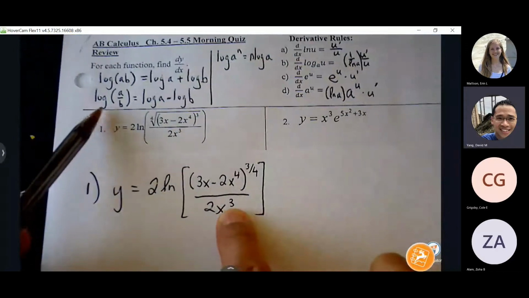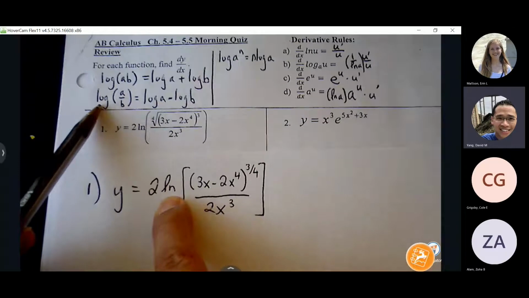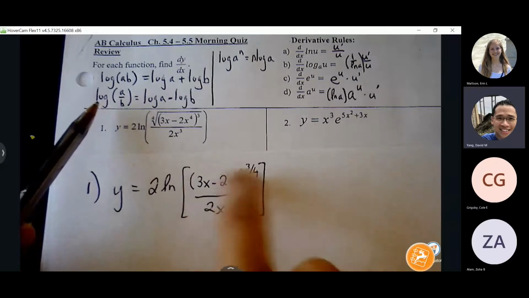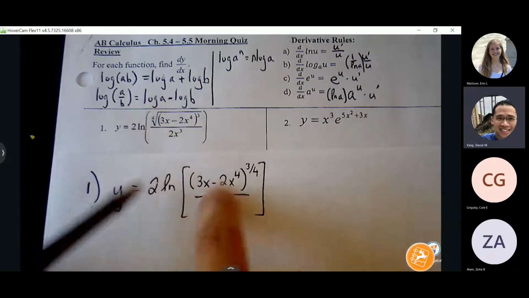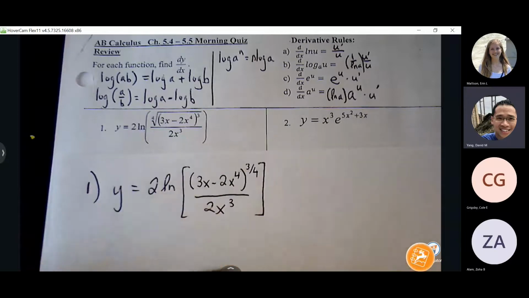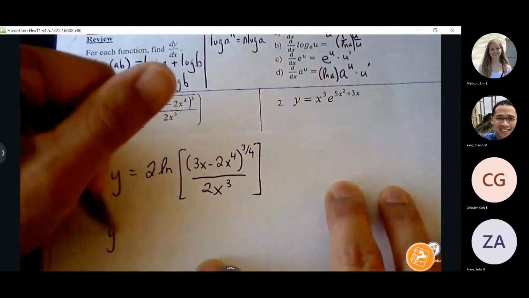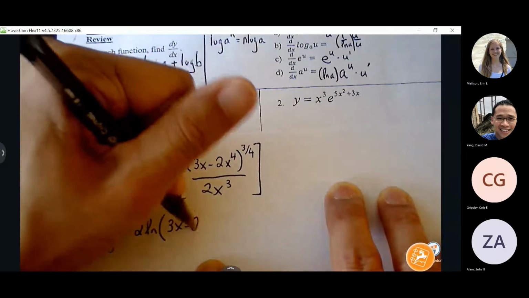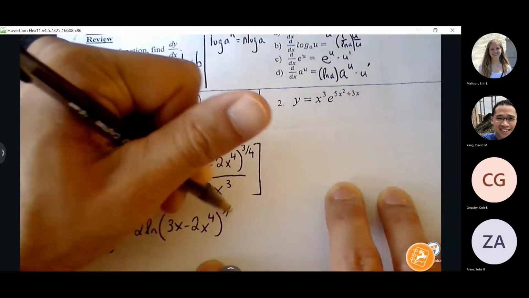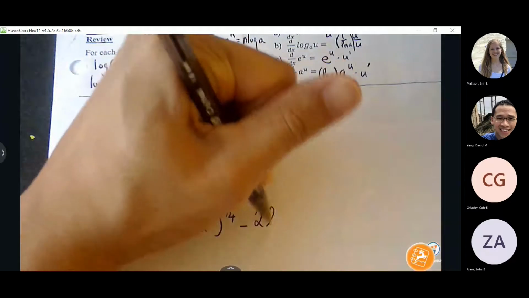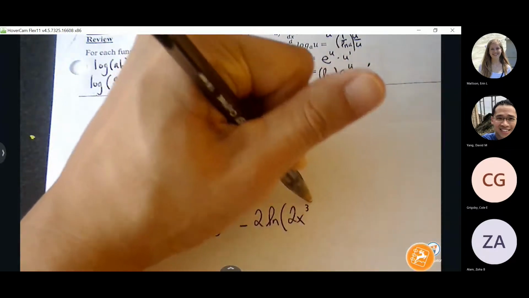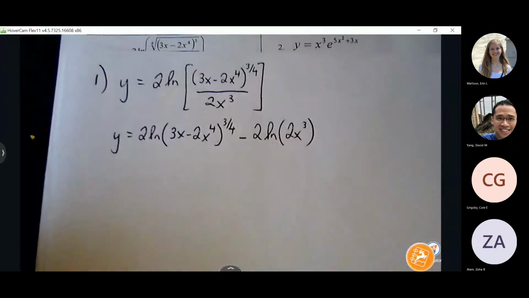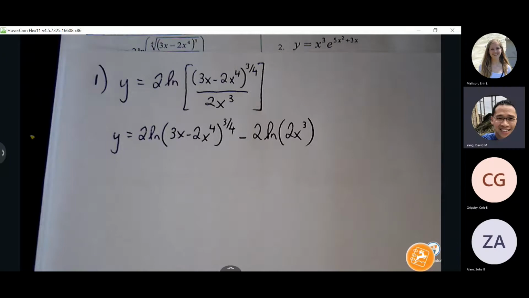So this matches nicely with this form. Okay, natural log is just log base e. So we can apply this a over b. My a is my numerator, my b is my denominator. I'm going to expand, but as I expand, this 2 is going to have to distribute through each of the terms. Okay, any questions so far?